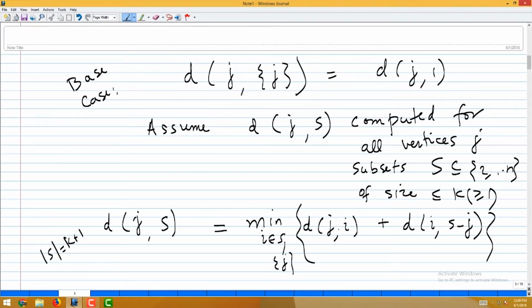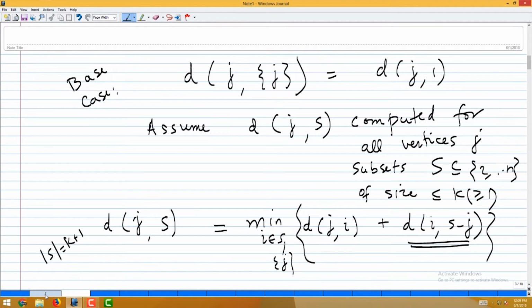This can be proved, because if you take any optimum path that starts from j, visits every vertex of S and goes to 1, and that optimum path goes to some particular i first, then whatever remains must be d(i, S minus {j}). Now, this is already computed because it is a smaller sized set. So, you just have to pull it out from the table.